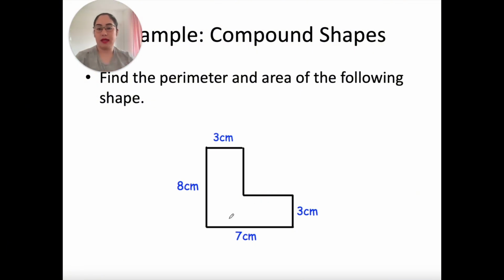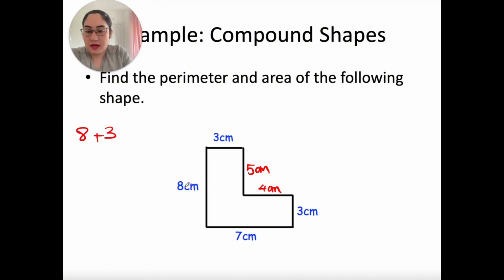So to find the perimeter, we need to add all the lengths together. We have these lengths, but these two are missing. So we look at it like this. The sum of this and this is equivalent to 8. So if this is 3 centimeters, then that's going to be 5 centimeters. We do the same thing here. The sum of this and this side should add up to 7. So if this is 3 centimeters, then that's going to be 4 centimeters.